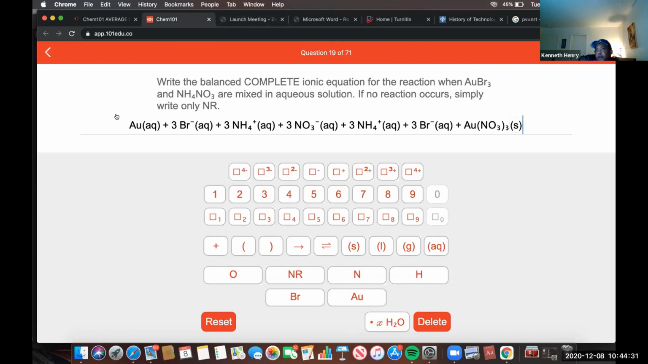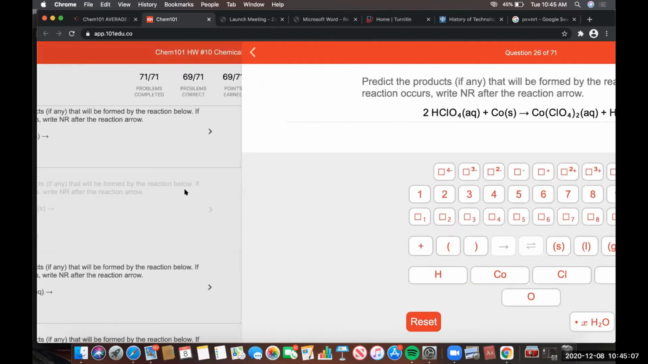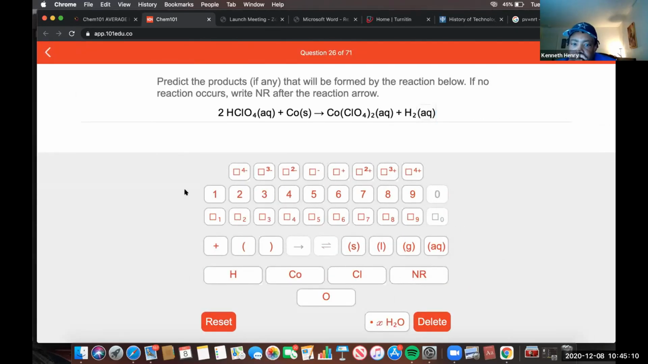Wow. Okay. So what I'll do, I'll give you a couple more tries on that one. Give me 1 second so you can fix that. So there are going to be a couple of them that are like that. Anytime that you see nitrate, nitrate will never form a solid. Let me write that down. So give me Chem 101. Let's give you guys a couple more attempts on that one. So that is homework number 10. Is that correct? Yes. I'll give you guys 3 more attempts.